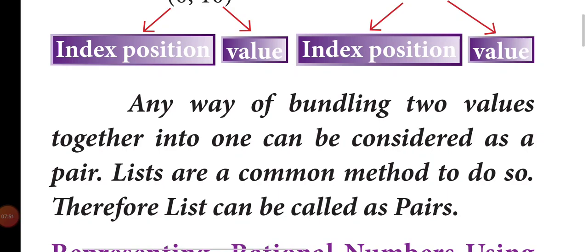Whenever you deal with two values which are used to denote a single value, we are using two notations, so it is called a pair. Both the list and the tuple are also called a pair here. We have seen here two values, the index position and the value. So it is called a pair under the list.